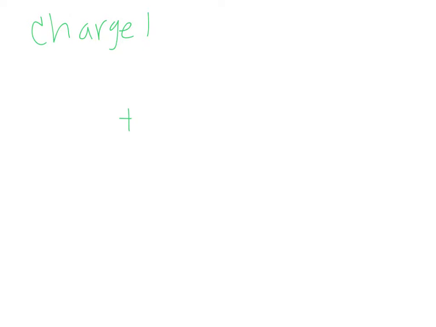Charge 1 is positive. To the right, it's got a negative charge 2. So the force between 1 and 2 will point to the right because it's attracted. Diagonal down is charge 3. This would be Fe13. Again, it's attracted because positive is attracted to negative.